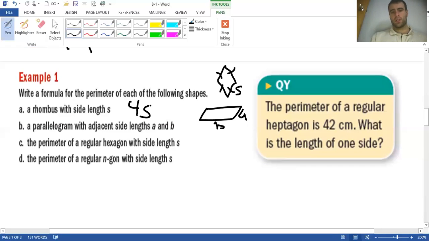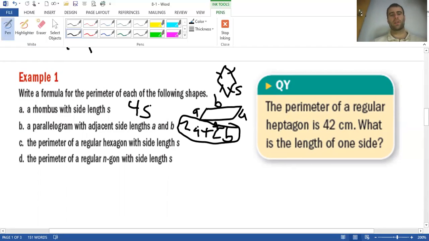Okay, well, since parallelograms have opposite sides equal, this would also be A and this would also be B. So that's 2a plus 2b. There's the answer, 2a plus 2b.